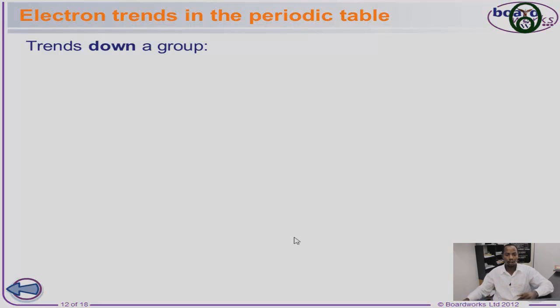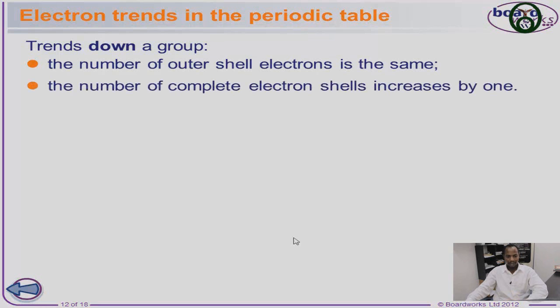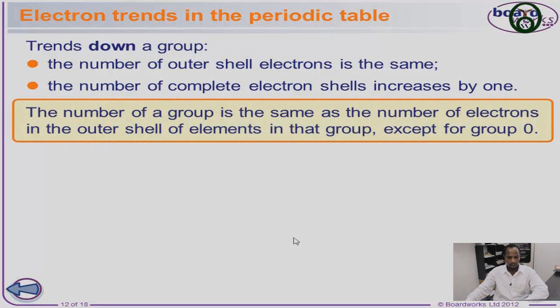As we go down, let's look at the trends in the periodic table. Let's take a look at trends down a group. Now, the number of outer shell electrons is the same as you go down the group. The number of complete electron shells increases by 1 as you go down the group. And the number of a group is the same as the number of electrons in the outer shell of elements in the group, except for group 0 or group 8.